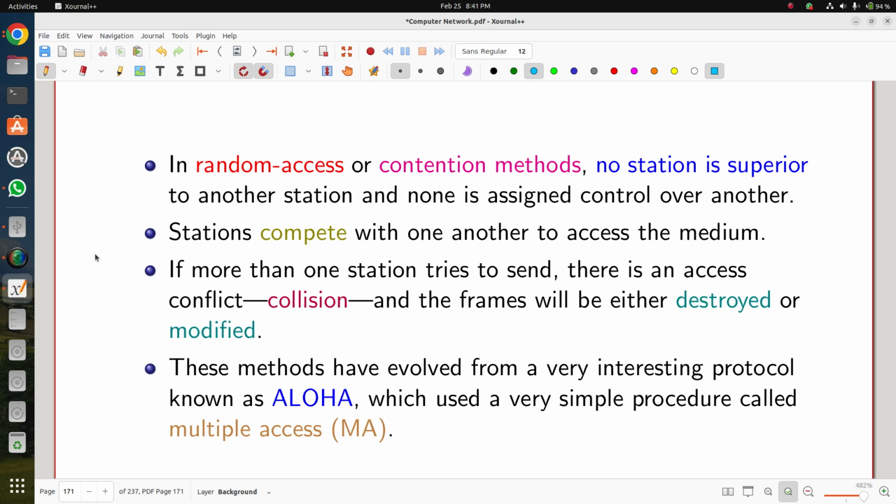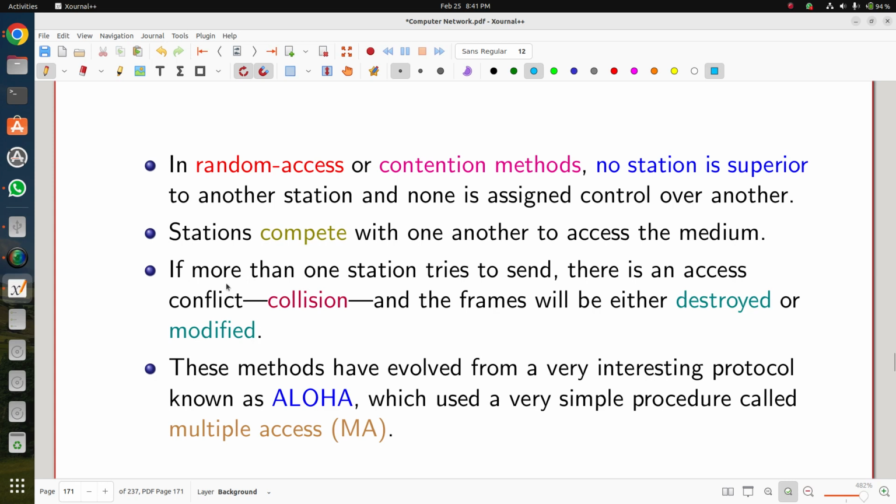So there are categories of protocols where we follow this approach. We say that nodes should compete with each other to get the channel, and each node is equal. Such protocols, where nodes are competing independently, are called random access or contention based protocols.